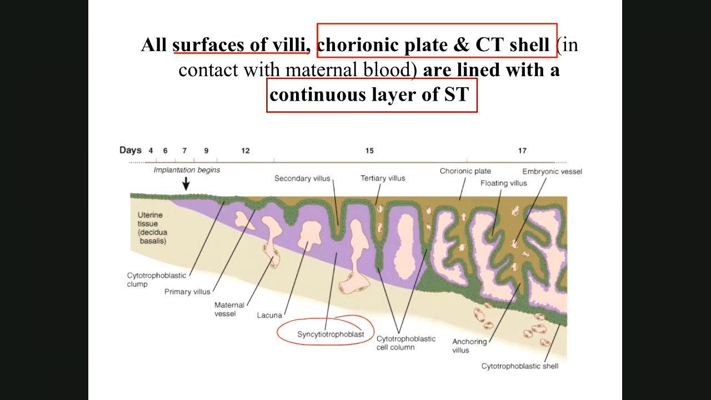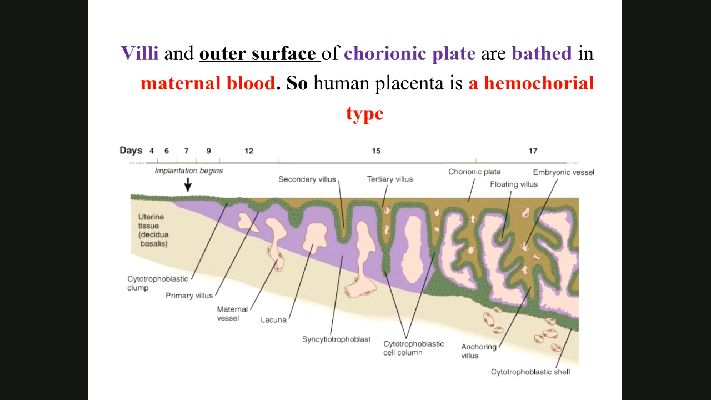Clear? Okay. Villi and the outer surface of the chorionic plate are bathed in the maternal blood. I already told you, that is why the human placenta is hemochorial type. There are various types of placenta in other animals, but in humans you have hemochorial type because the maternal blood bathes the outer surface of the chorionic plate also.